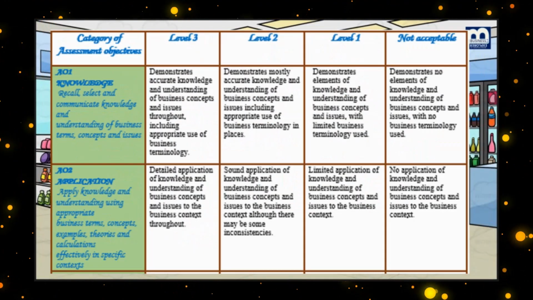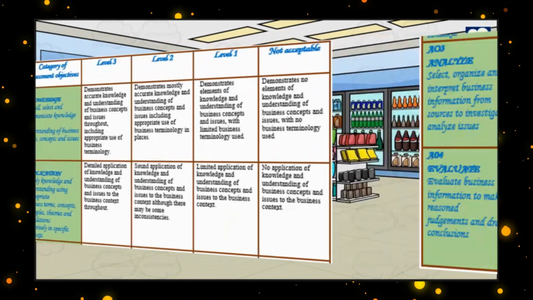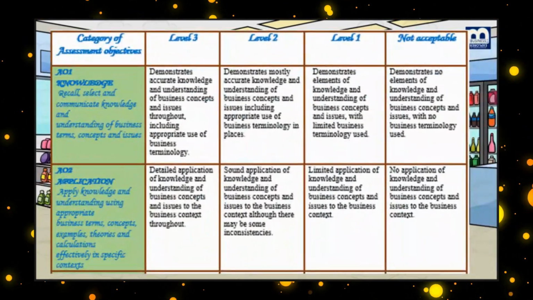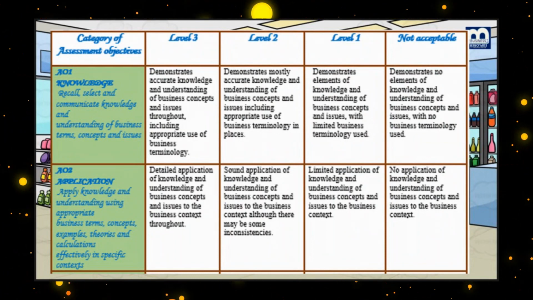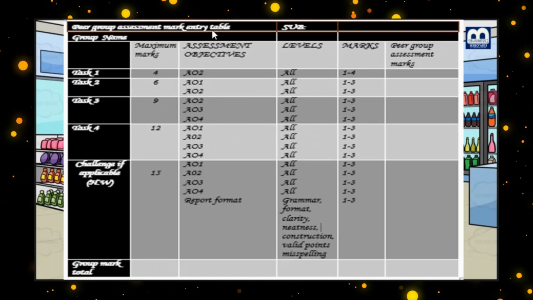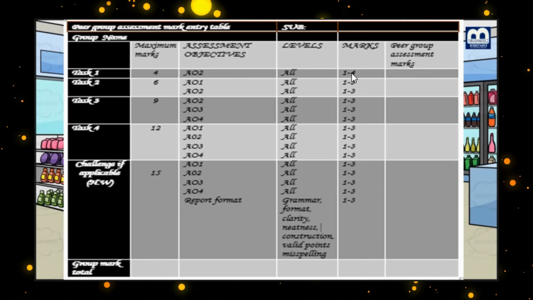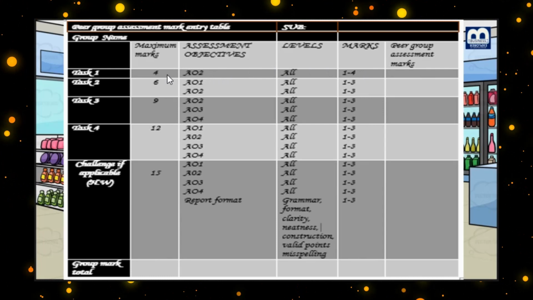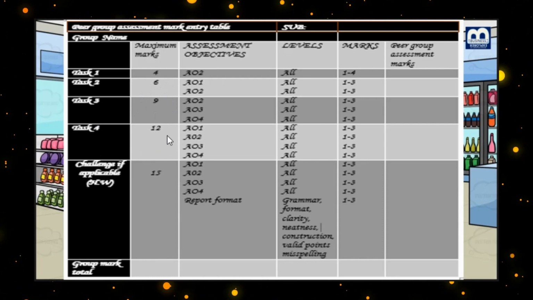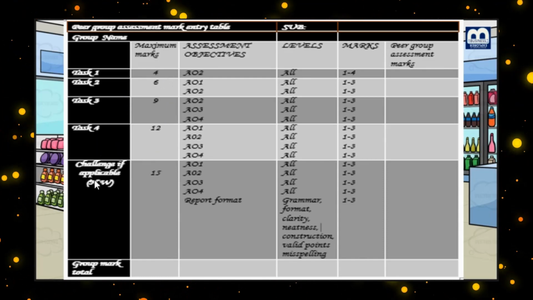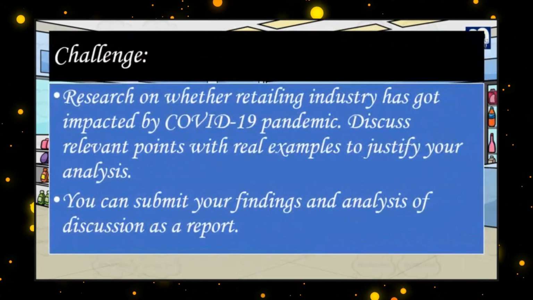So this is the rubric for curriculum-based assessment, which has AO1, AO2, AO3 and AO4. And as always, the marks depend on the different levels on which you answer and the particular marks assigned for each of the assessment objectives. So this is the peer group assessment mark entry table. Those groups which have task 1 will be assessed based on these criteria and they'll be awarded 4 marks total. Task 2 will get 6 marks, task 3 will get 9 marks, task 4 will get 12 marks, and the challenge will be considered as an extended activity or homework that carries 15 marks.